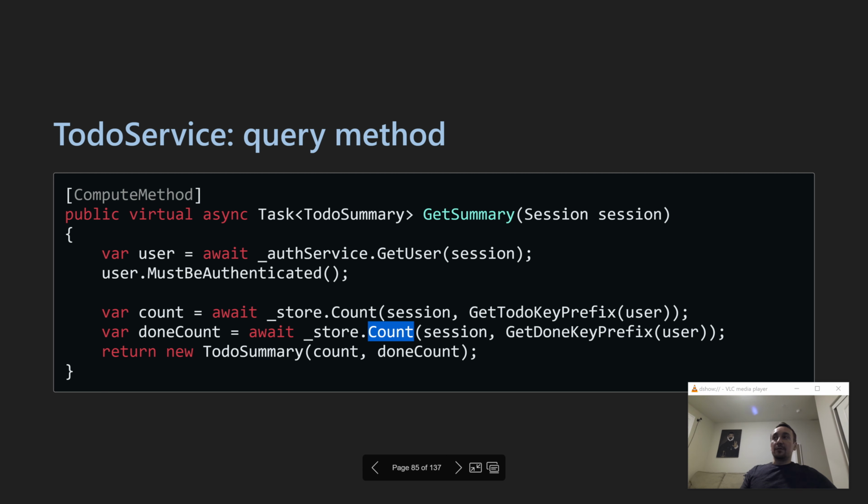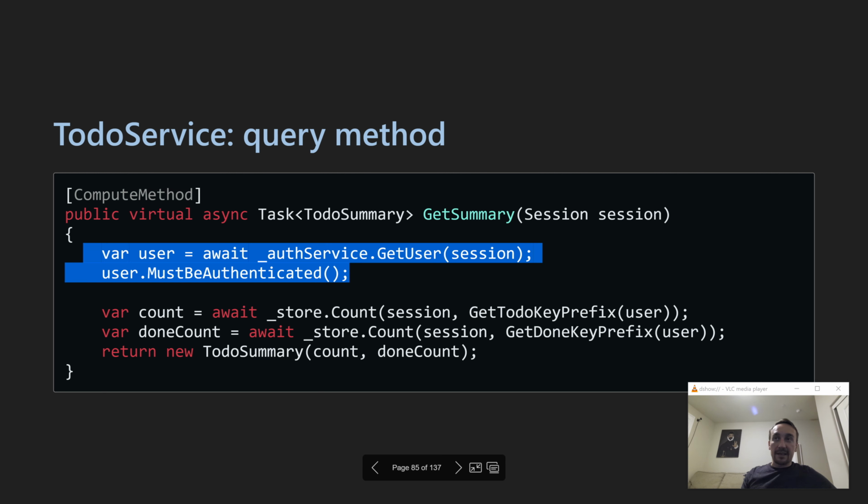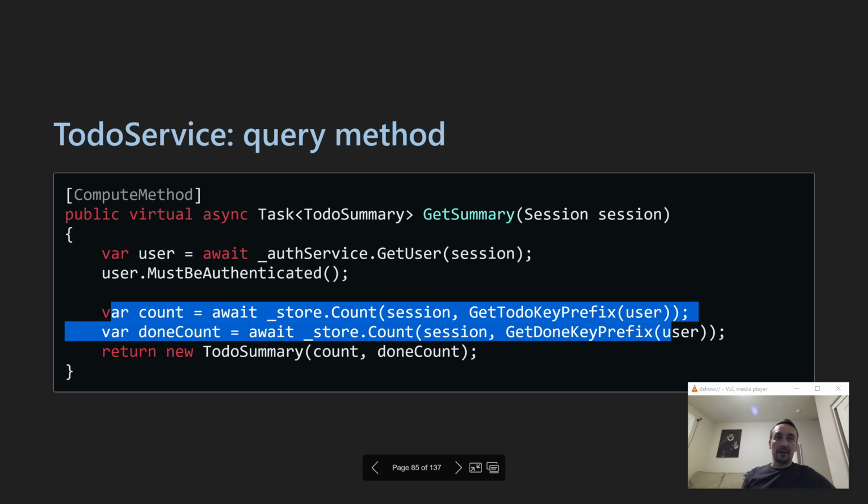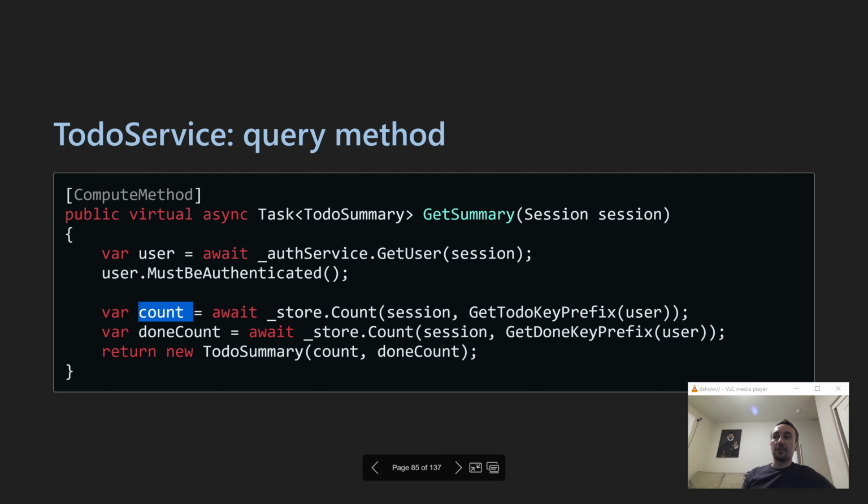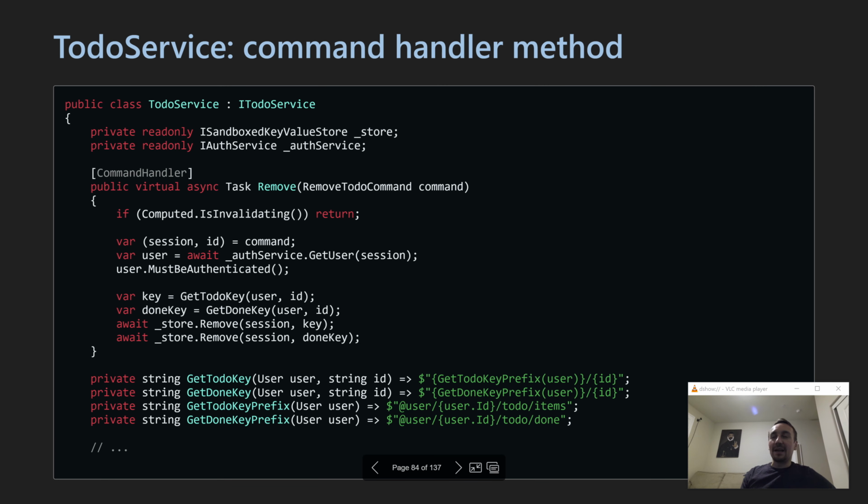And speaking of this method, you see that this is a compute method, so the one that will be decorated, and we again get the user here, check if it's authenticated, right? And then we just count items. So we basically produce count and done count and return a new object. You see that again, it's normal code. There is nothing special for real time. And this is also nearly normal. Well, actually completely normal code except the first line.